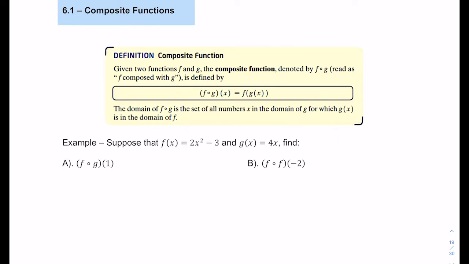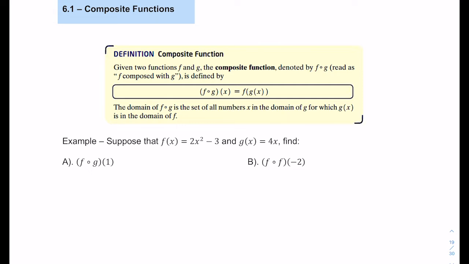So we have this symbol, it looks like a degree symbol, but it's actually the composition symbol, and it's read f composed with g of x. Which is just g of x placed inside f of x. We'll talk about the domain in just a little bit.